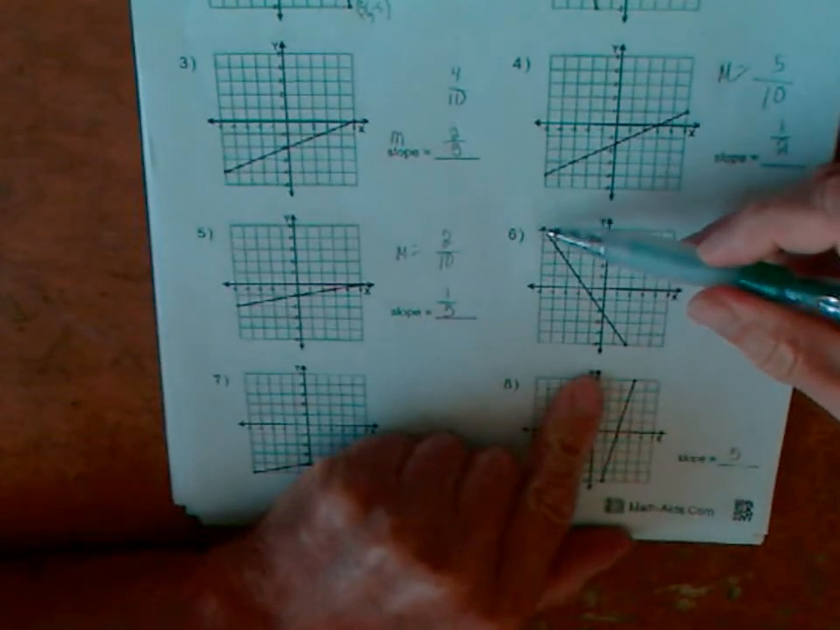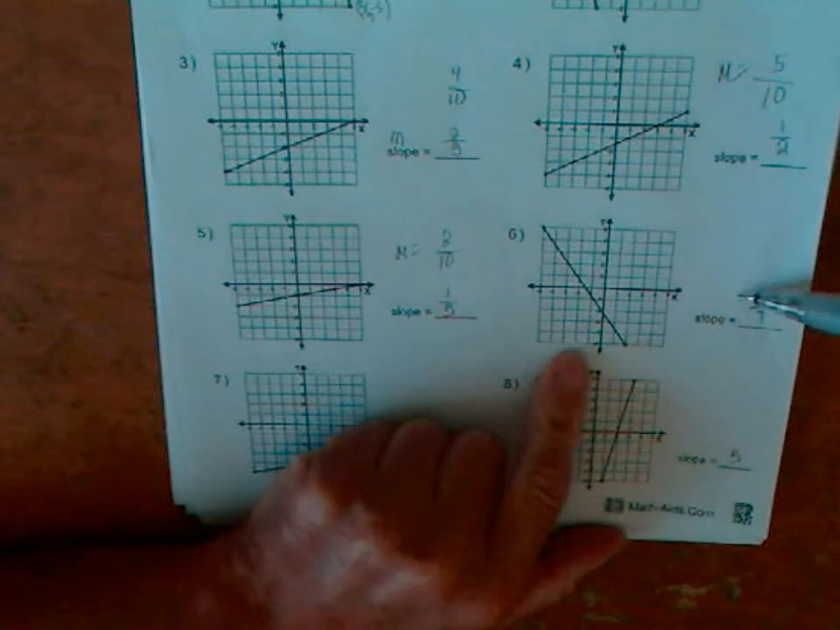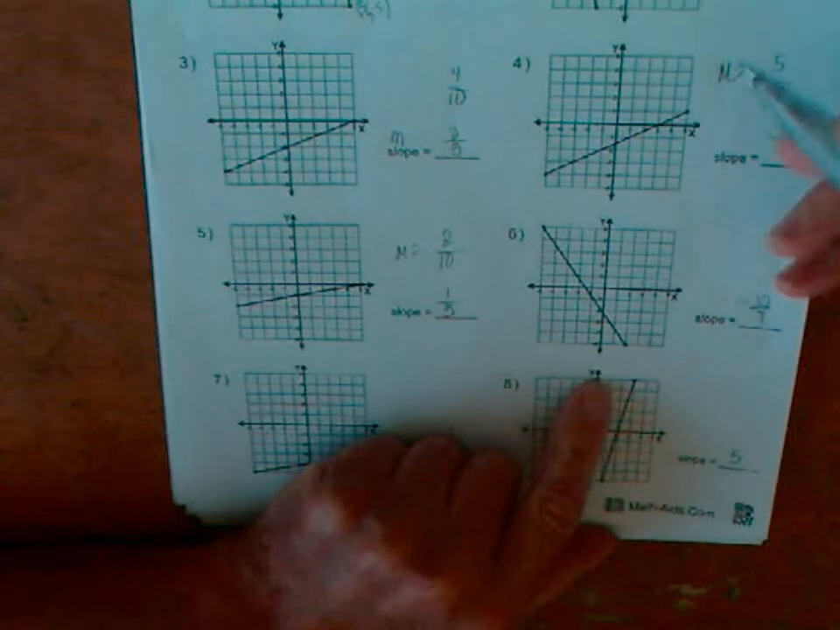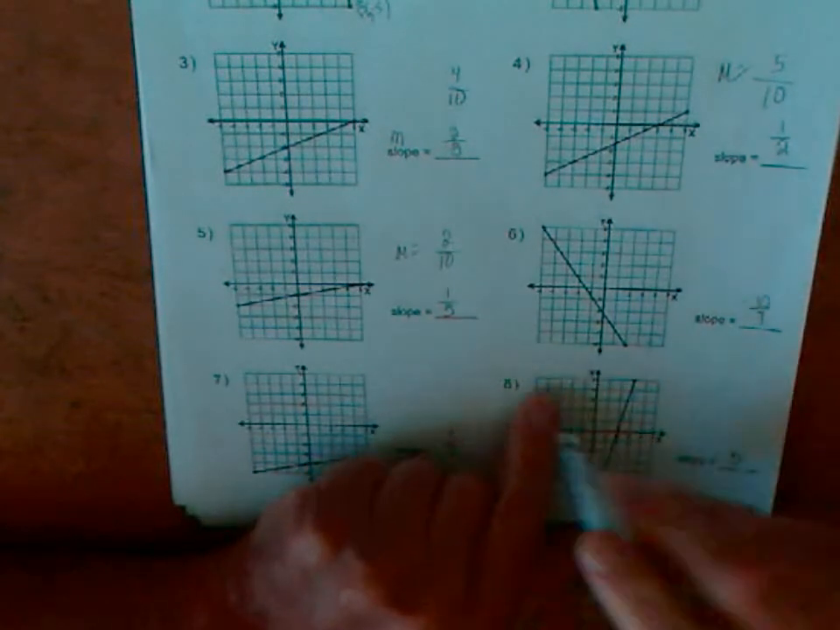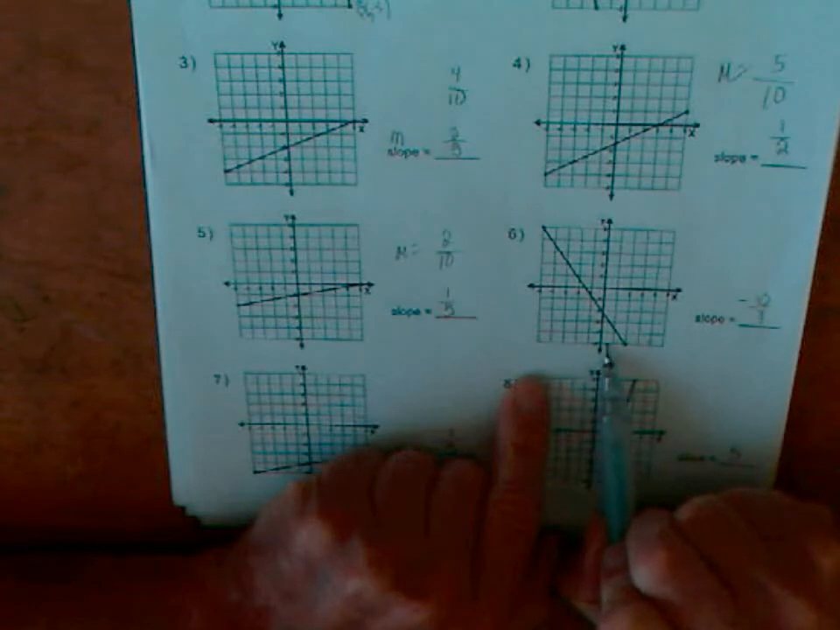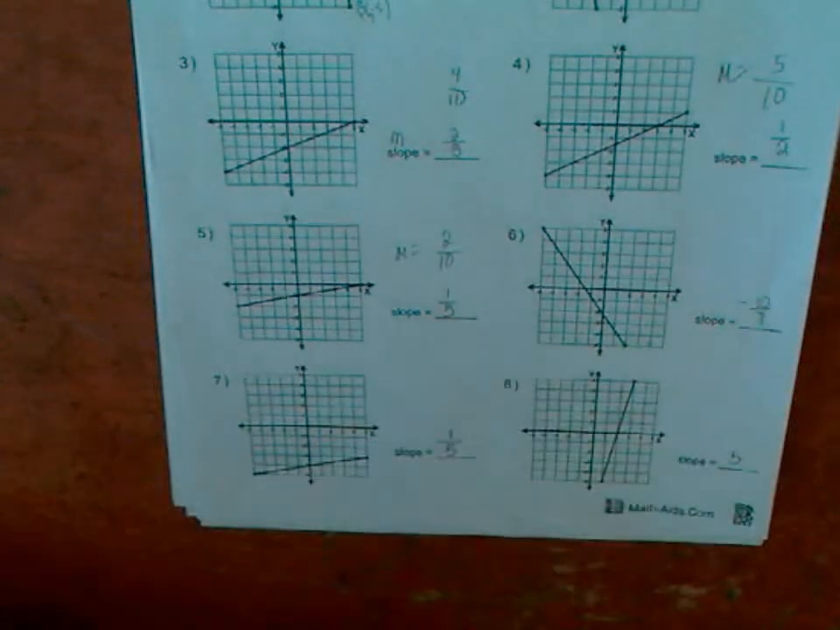Notice this line is going in the negative direction, so that's why we have a negative sign. So this is going 5 and 5, so that's -10. And what are we running? 1, 2, 3, 4, 5, 6, 7. So -10/7.